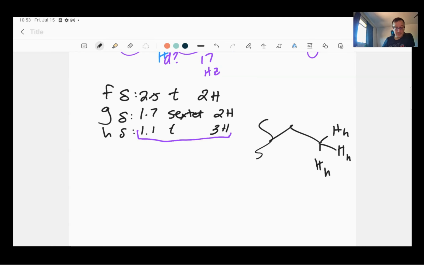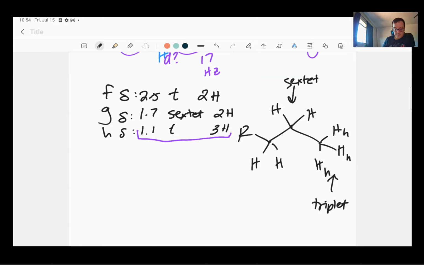So what we're looking at here is a propyl group, right? Here, this would be a sextet, because it's next to 1, 2, 3, 4, 5 hydrogens. This would be a triplet, because it's next to 2. And this will also be a triplet, because it's presumably next to 2. So there's probably no hydrogens on this adjacent carbon either, at least that we know of. So that's what the splitting pattern would tell us.